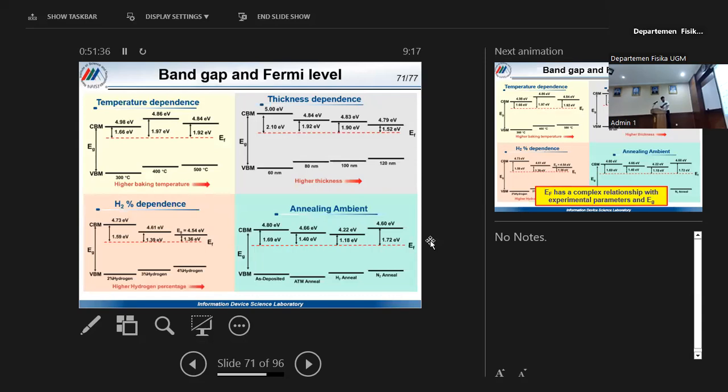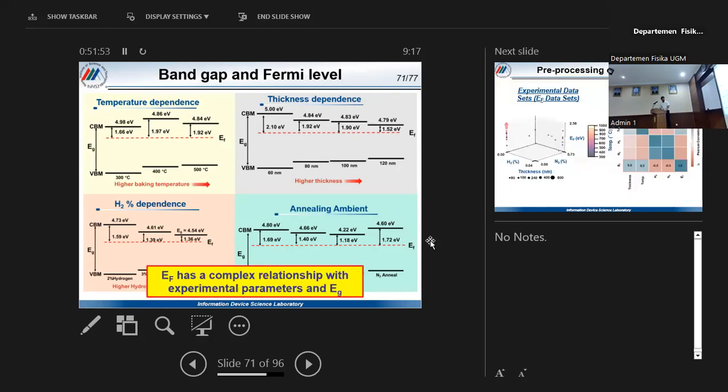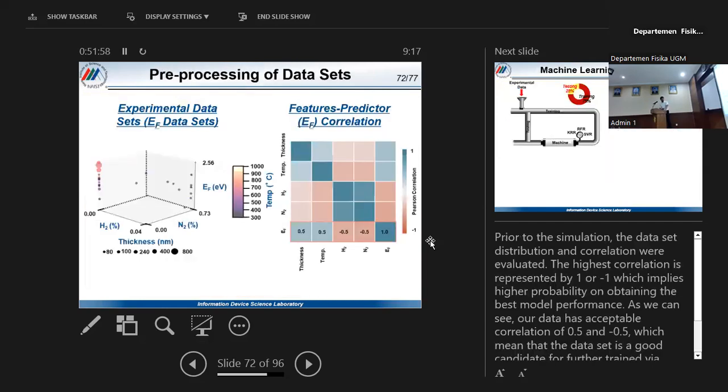But if you have so many parameters like thickness, annealing, H2 percentage, and temperature dependence, it's very hard to show the exact relationships between these parameters. So the Fermi level has a complex relationship with the experimental parameters and the band gap. At first, to do this experiment, we pre-processed the data. We fabricated samples, and these are the corresponding EF and the corresponding process parameters.